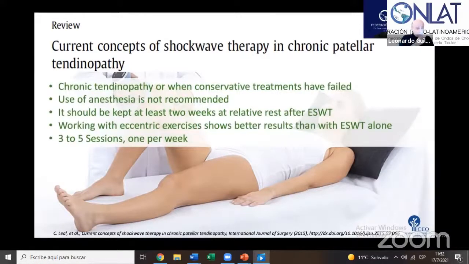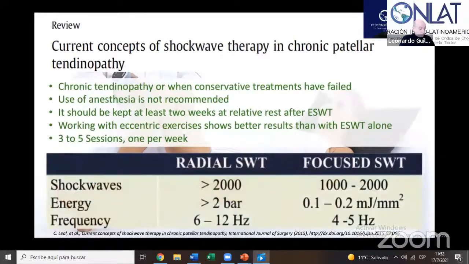Relative rest should be kept for at least 2 weeks after shock waves. Combining with eccentric exercise shows better results than shock waves alone. Three to five sessions are necessary, one per week. This is the suggested protocol for both shock wave types, radial pressure waves and focused shock waves.